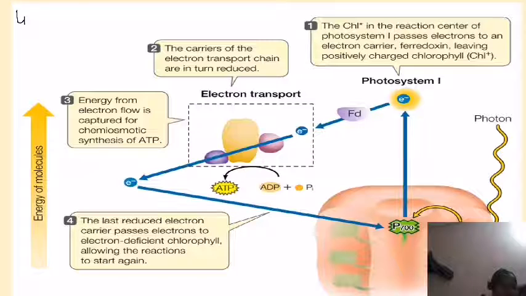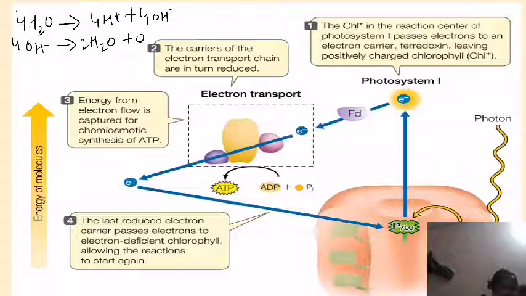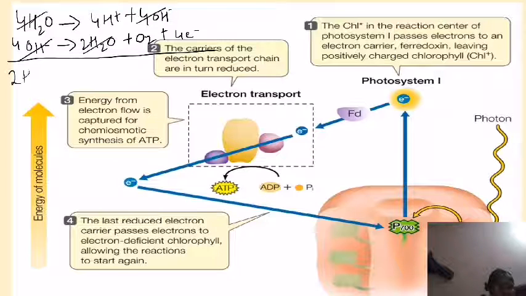If you look at water, that is 4H2O. It gives you 4H+ plus 4OH-. Am I correct? Now this 4OH- will give you 2H2O plus O2 plus 4 electrons. Now if you try to calculate it, the 4OH- will get cut off, and then you will get 2H2O, which will give you 4 hydrogen ions plus oxygen plus 4 electrons.